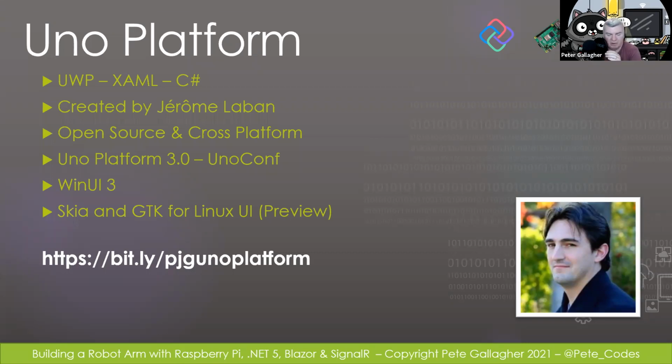So I've actually got a single line install script for getting your PC set up and the Raspberry Pi set up for Uno development, so that you can do all of the remote deploying and everything. I'm not going to go into any depth on that, but it's available there. You can find it on my website.